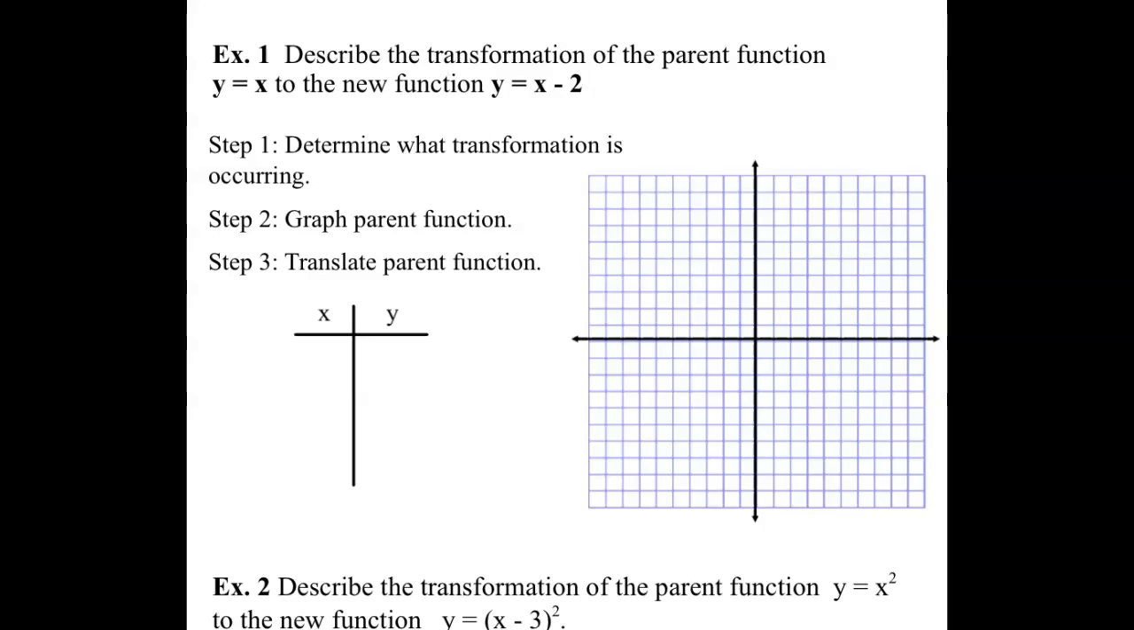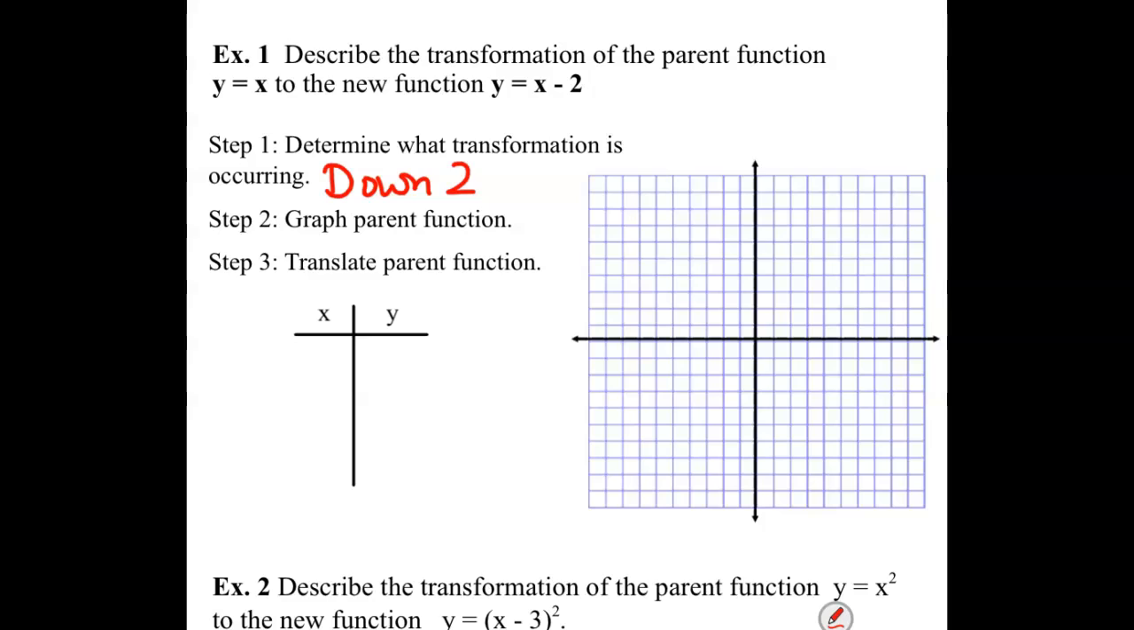All right, so describe the transformation of the parent function y equals x, our basic linear function, to the new function y equals x minus 2. We start out identifying the type of transformation. Is this something we're adding, subtracting? Are we moving it up, down, or left, right? This one is moving down, right? The 2 is on the outside of x. There's no parentheses or anything clumping it with x. And it's a negative. So we should be moving down 2.